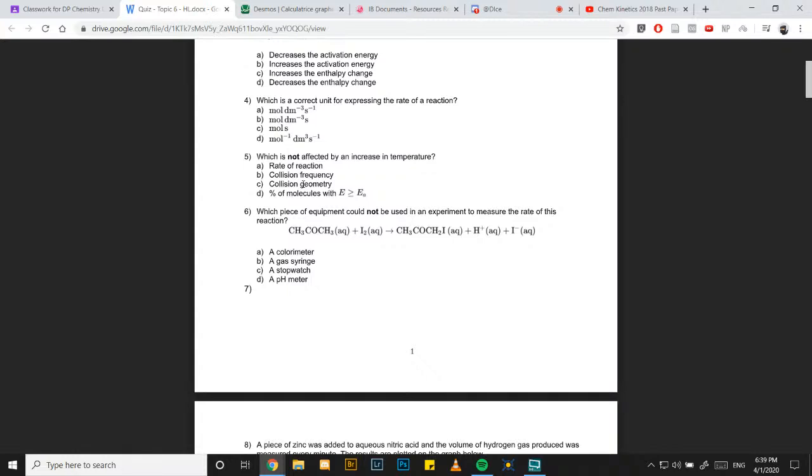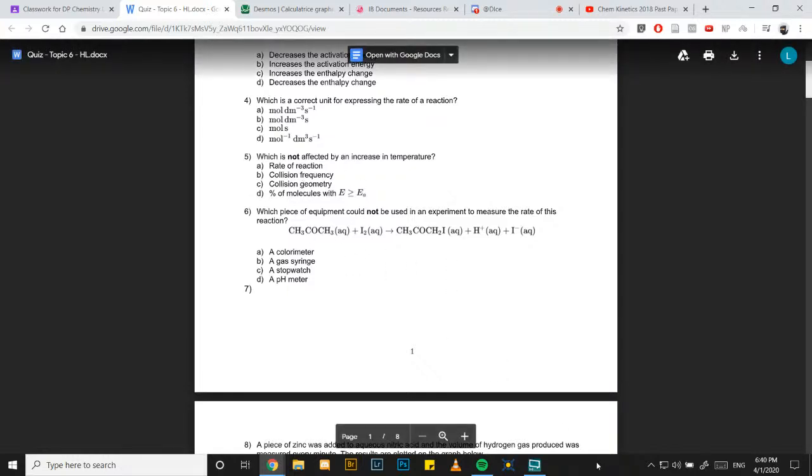But then you have collision frequency, which obviously also increases the rate. An increase in temperature will affect the collision frequency because you're going to have a higher kinetic energy on average, because that's what temperature means. And in that sense, you're going to have faster moving particles that are more frantic and chaotic, which results in a higher collision frequency. For C, collision geometry, that is not affected by temperature, because it depends on the angles that it's been hitting, and in which case collision geometry is the correct answer.